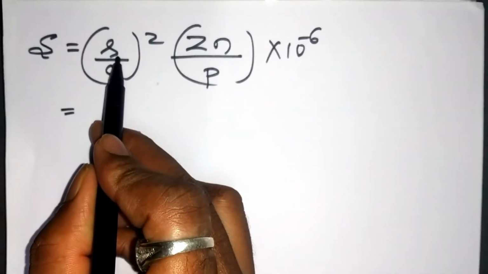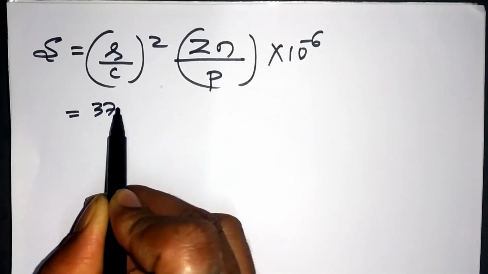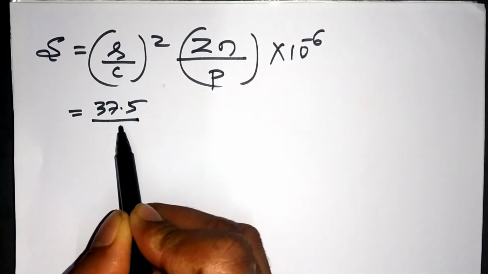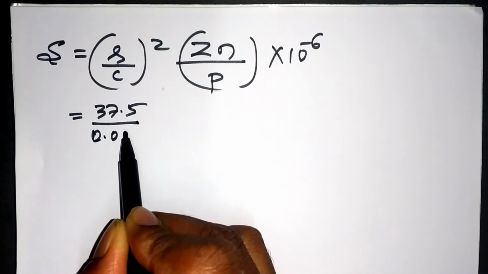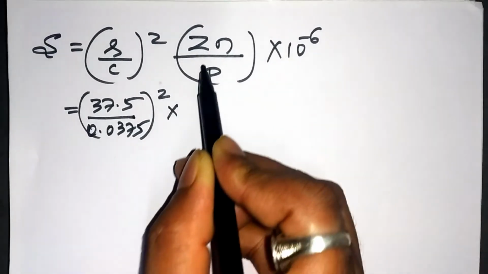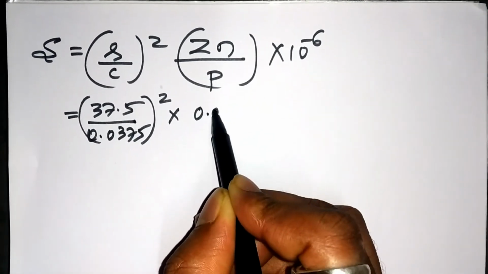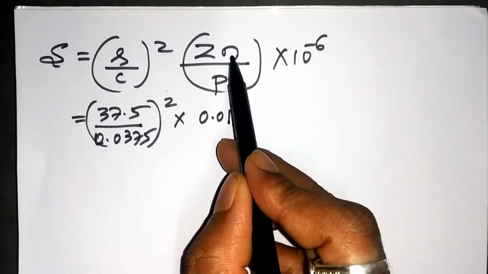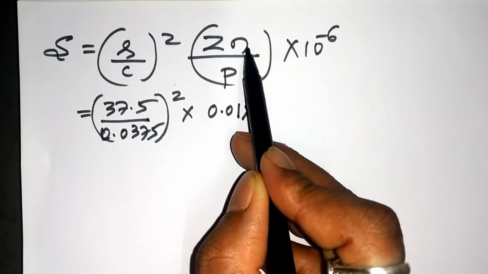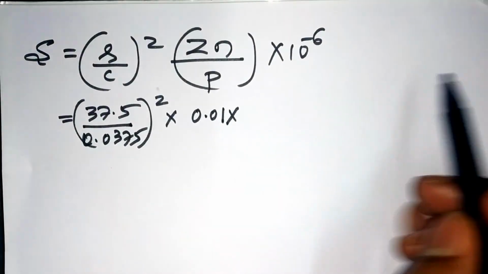So R is the radius here. The diameter is given in the problem as 75, so this is equal to 37.5 divided by small c, which we have already calculated as 0.0375, and this whole squared, into Z, the viscosity. In the problem the viscosity of this oil is given as 0.1, and here this is a small n. Capital N is the speed of the journal in RPM, and the small n is the speed of the journal in RPS. So how to convert it?